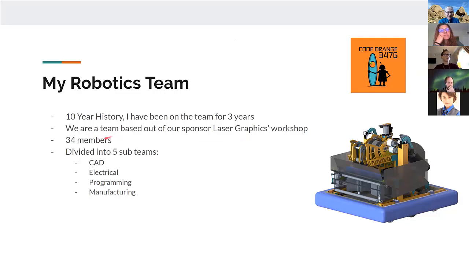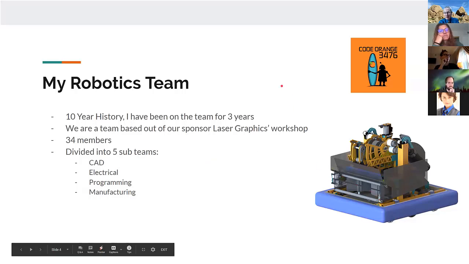We have 30 members, and we're divided into 5 sub-teams: design, which designs the robot; electrical, which wires up the robots; programming, which programs the autonomous mode and also vision tracking, which I can get to later; and manufacturing, because we make most of our parts custom in our workshop. And this is the robot we designed this year.